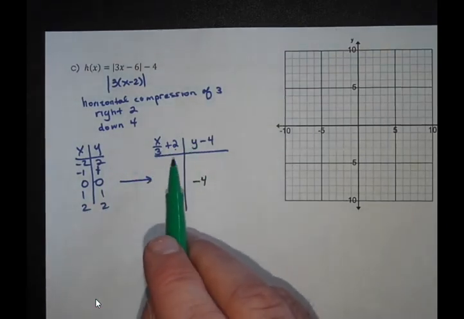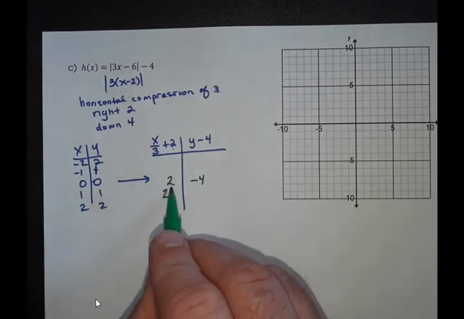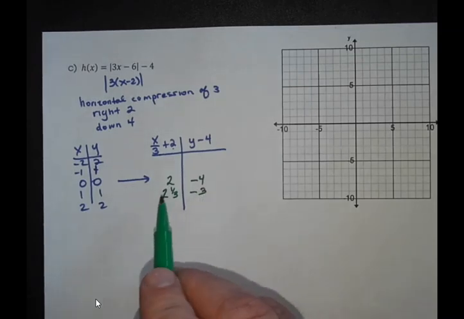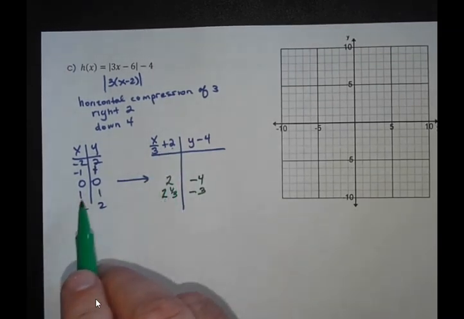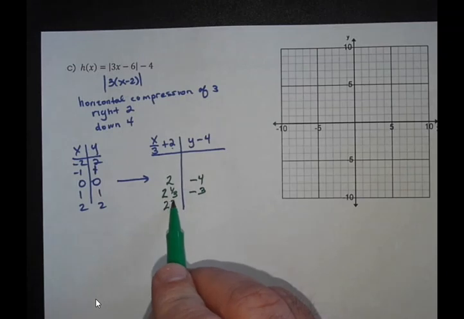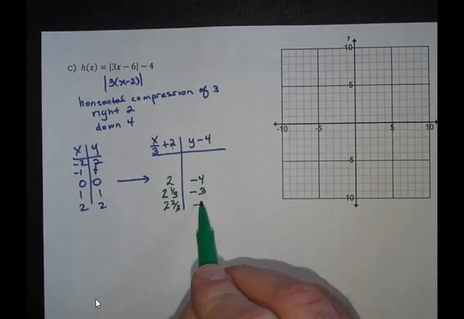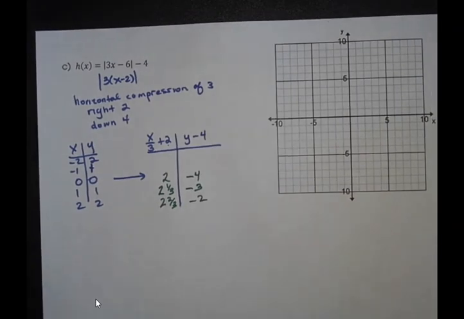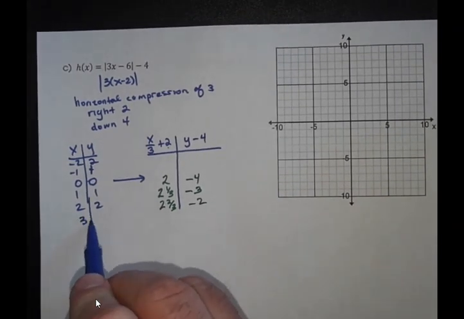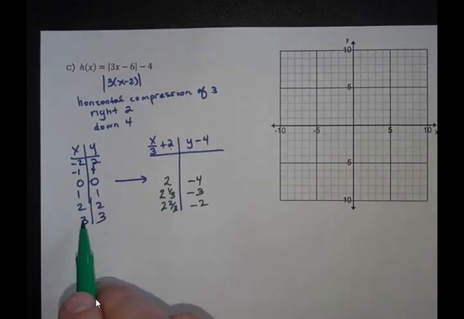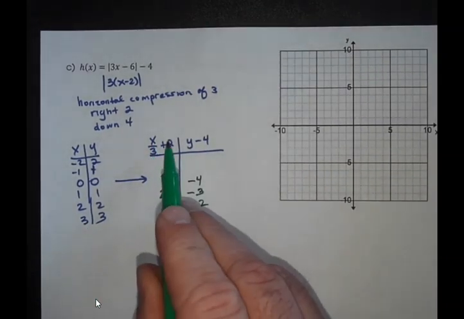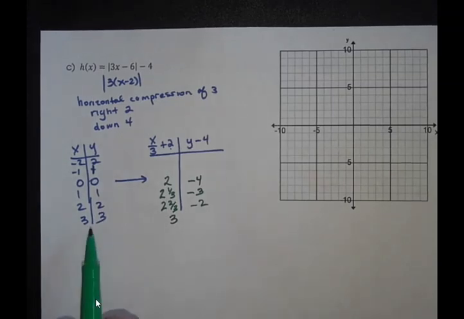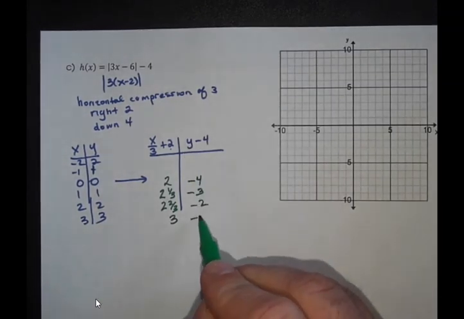If I put 1 in there, that would be 2 1/3. 1 minus 4 is -3. If I put 2 in for x, that would be 2 2/3. 2 minus 4 is -2. And maybe it would make sense to do 1 more point. And that's okay. So 3 divided by 3 is 1, plus 2 is 3. Notice that it's the same number, it just happens to be 3 minus 4 is -1.